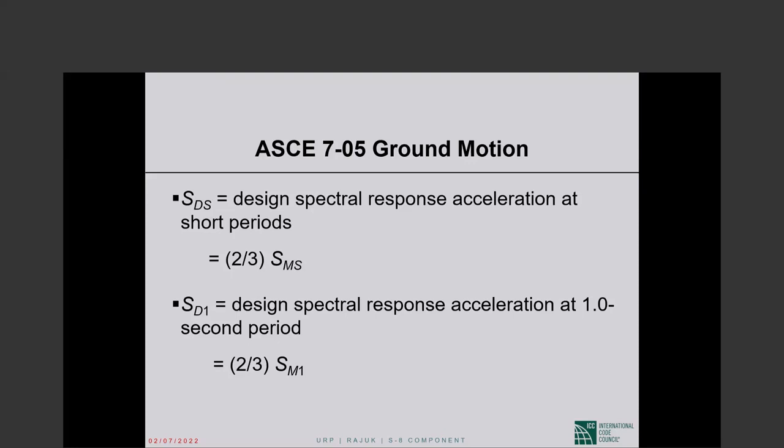AC7 does not really define a design earthquake except by saying that it is 2/3 of the maximum considered earthquake. The maximum considered earthquake is defined, and I will go there soon.